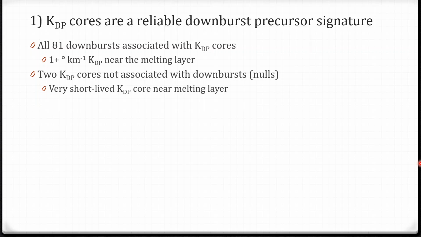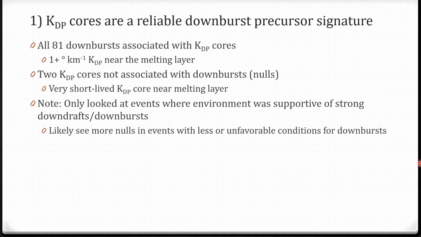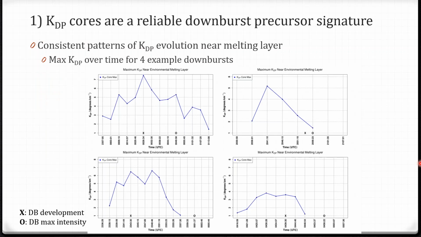And those 2 null KDP cores were very short-lived and very weak. Now, one caveat to that is we were only looking at events and days where the environment was at least somewhat supportive of strong downdrafts and downbursts. It's quite likely that there would be more nulls, which basically just means a KDP core without a divergent signature in a less or unfavorable environment for downbursts. And this really just reinforces the conclusion that environment is important, as with many other things.